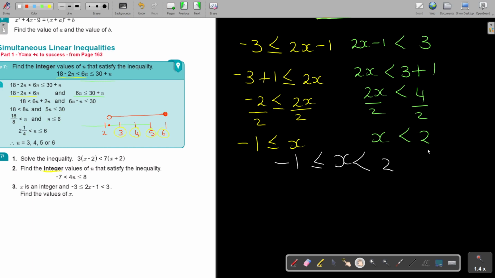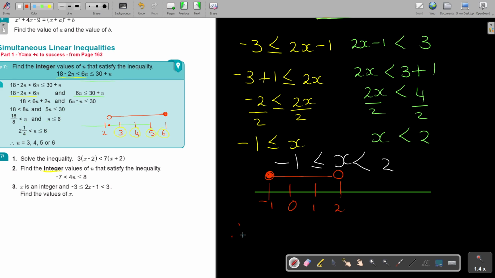Okay. And now I'm just going to say find the values of x. So again, I just want to show you on a number line. If you are on the number line, it's negative 1, 0, 1, 2. And on the number line, now this one is included, do you see? And then 2 is not included. Okay. And so what will be the values of x?